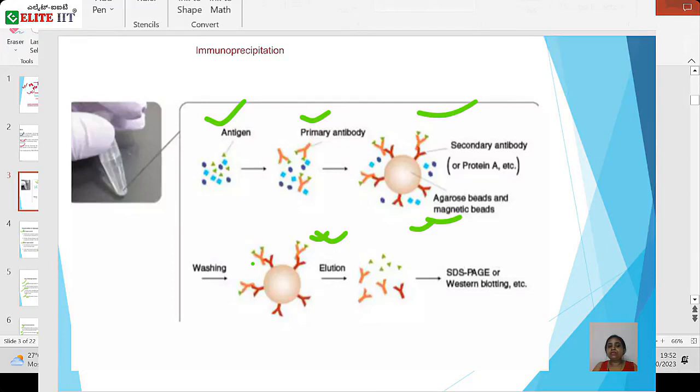In immunoprecipitation, what is the purpose of doing it? Tell me why you are doing such things. We are trying to isolate our antigen, na? Antigen of interest, ma'am. So in order to do that, you have to separate it from the immunoglobulin. The antigen should be separated from the immunoglobulin in the final step. So that is happening during the elution process.